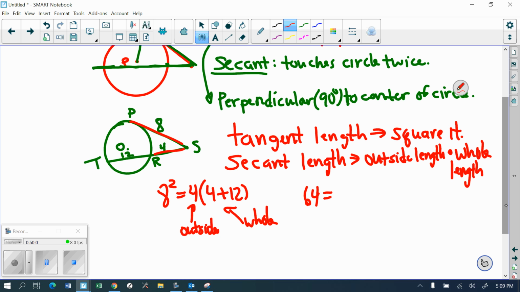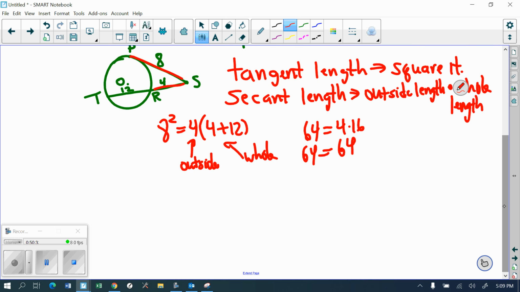Oh wow, I can't believe it. That's not a problem. We wouldn't even be doing that part. I'd have to fill in one of these, 4 times 16, which actually happens to be 64. I can't believe that. Okay, that just tells me those are true. But you're going to be given one of these missing, so let's do it again. I have to have one of those pieces missing for you.